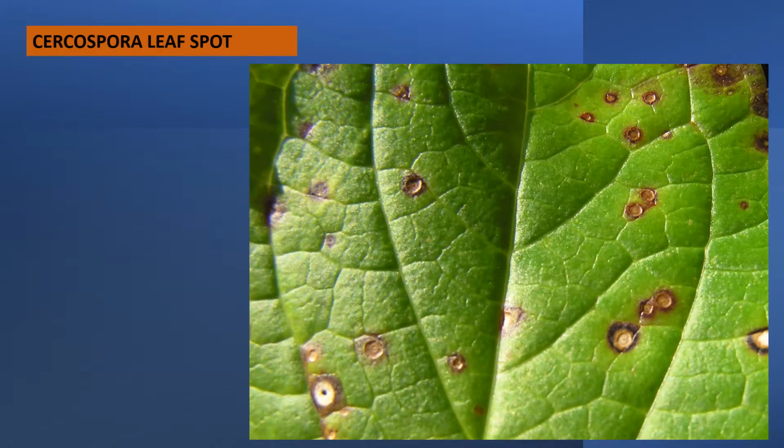Then comes the disease cycle. The primary source of infection is through conidia in the infected plant debris, and the secondary source of infection is through airborne conidia. At last, the management: go for removal and destruction of infected plant debris. Spraying of Mancozeb at the rate of 0.25%, or COC at the rate of 0.3%, or Zineb at the rate of 0.2% are helpful in managing this disease.